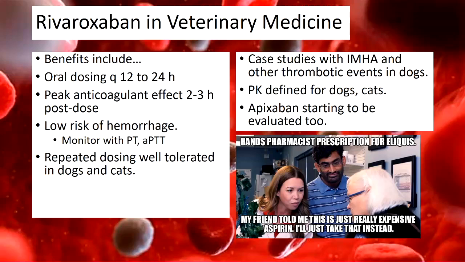And so it has been looked at in studies with immune-mediated hemolytic anemia and other types of thrombotic problems in dogs, and we do know the pharmacokinetics for dogs and cats. And this is for the rivaroxaban. Apixaban is also starting to be looked at too. So this is another drug that I think you will be looking at to prevent clotting in your patients who are prone to forming clots. Okay.